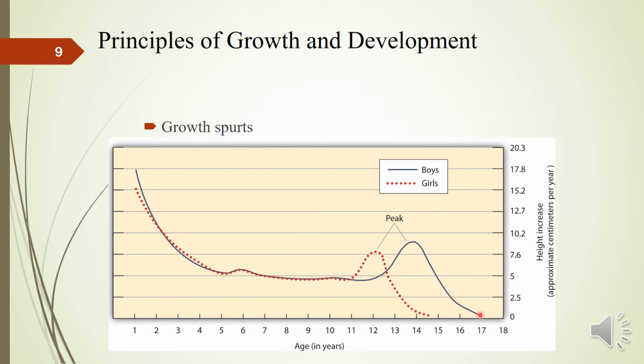And if you compare it with the girls, they achieve their peak height at the age of 12, and therefore there is a difference of 2 years when you talk about the boys and the girls achieving their growth spurts. So the girls achieve their growth spurts 2 years before the boys do, and this is the reason why you will find that children in the same class, girls are taller than the boys, even though they are of the same age and they are studying in the same class.